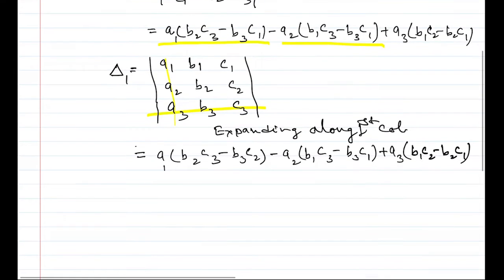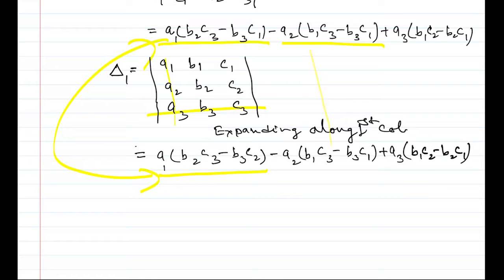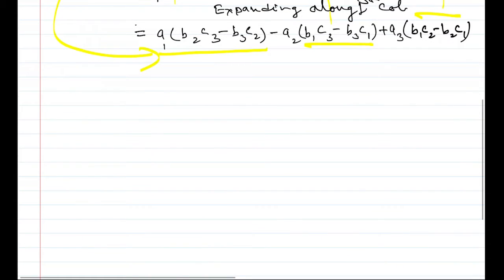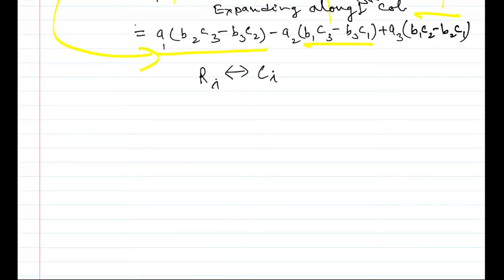Now we can easily see that both the values are exactly the same. This value and this value are the same, and this value and this value are the same. So we conclude that if we interchange rows and columns of a determinant, then its value does not change. Symbolically, it is written as Ri interchanged with Ci, which means we have interchanged rows and columns.